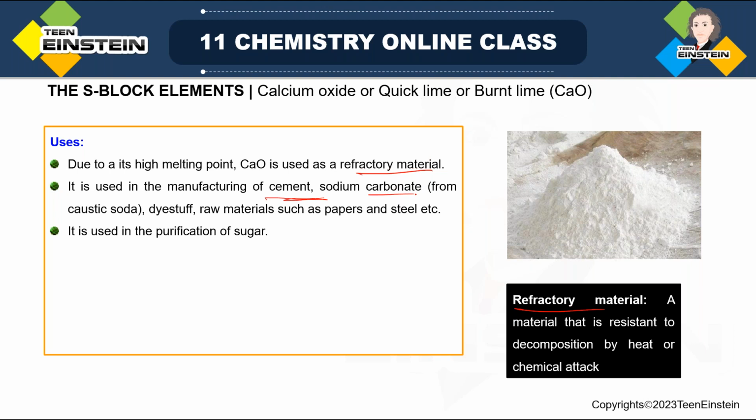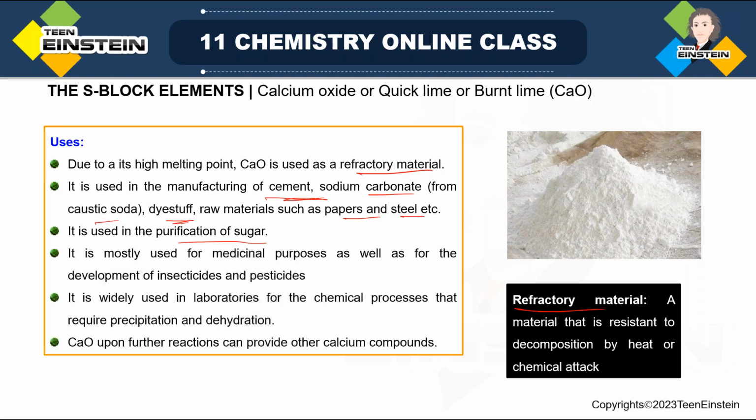Then sodium carbonate preparation, that is Na2CO3, starting from caustic soda. Some dye stuff, raw materials such as paper, steel, etc. Purification of sugar, in that process also calcium oxide is useful. For medicinal purposes it is used, as well as for the development of some insecticides and pesticides. It is widely used in laboratories for chemical processes where precipitation or dehydration is required, because this molecule CaO can absorb moisture. That means it will help in dehydration. Then calcium oxide, upon further reaction, can also be the source of other calcium compounds. So these are the uses of calcium oxide, or quicklime or burnt lime.